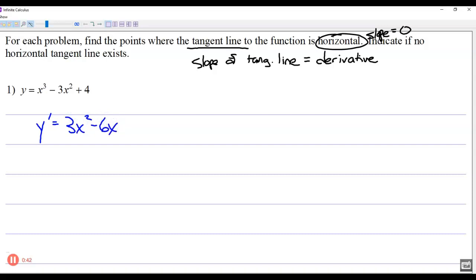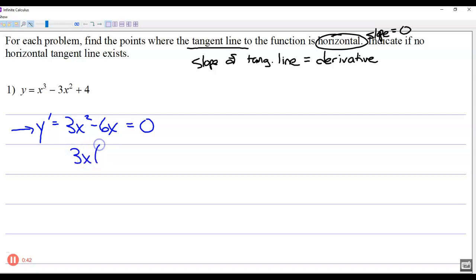So this right here tells me this is the slope of the tangent line at any x value. And I want to know when that equals 0. So I'm just solving that. And again, factor. Don't throw the 6x over there because you're going to lose an answer most likely if you do that. So what can I take out of both those?